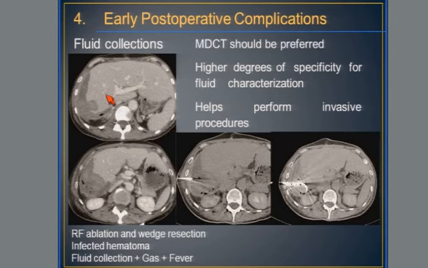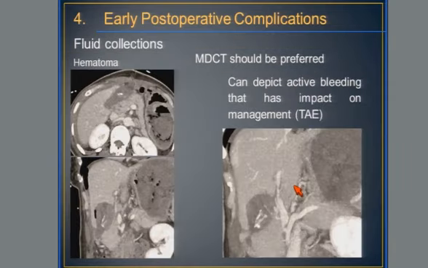Sometimes fluid collection can be worrisome. This is a patient who had radiofrequency ablation and wedge resection for hepatic metastasis, and the patient had an infected hematoma. Infection was suggested by the presence of gas bubbles. MDCT helped perform fluid sampling, and then because there was pus and germs, the patient had a percutaneous drainage, and he felt much better after that.